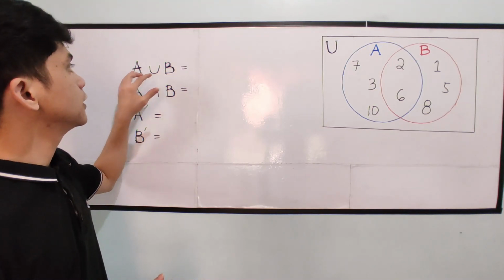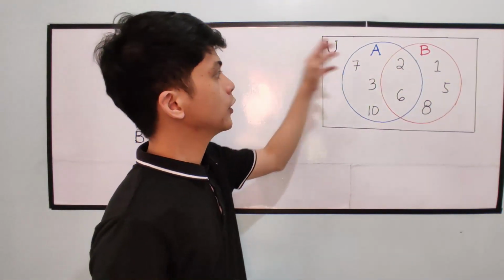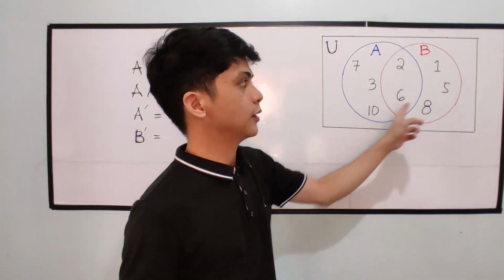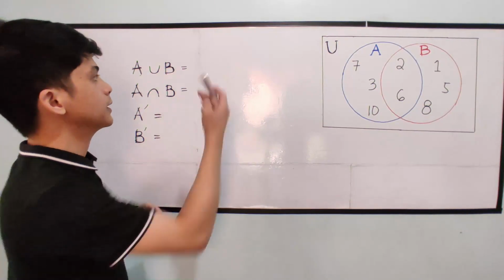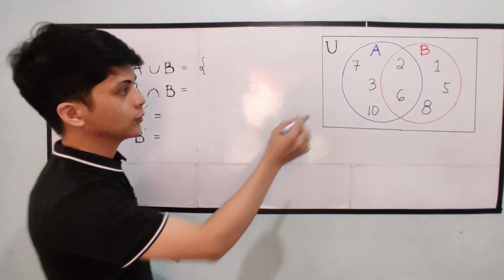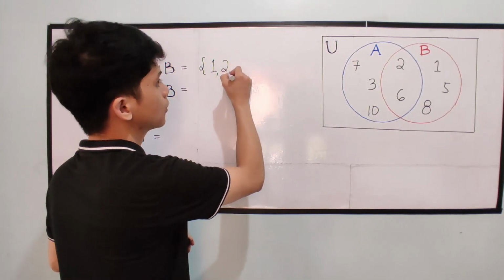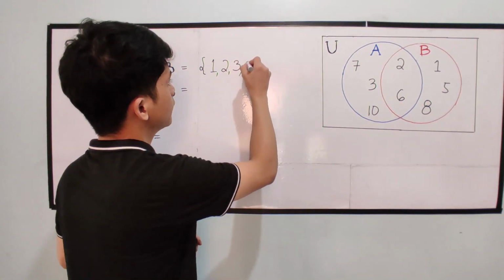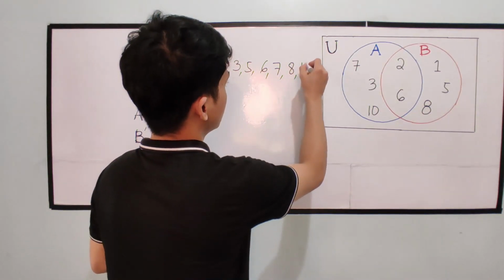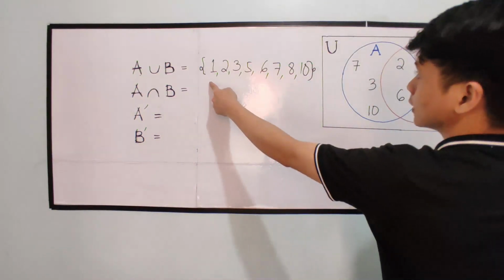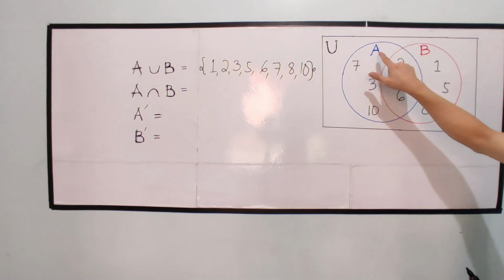So, simple lang to. Lahat ng elements na nasa loob ng A and B, sulat lang natin dito. Okay? So, yung A natin is yung blue circle, yung B natin is yung red circle. So, lahat ng elements na nasa loob nito, yun na yung sagot sa union of A and B. Okay? Pagsasamahin lang natin yan. So, ano yung mga yun? 1, 2, 3, 5, 6, 7, 8, and 10. So, makikita nyo, lahat ng to, kinuha natin sa elements na nandito. Okay? Kasi nasa loob sila ng both A and B.